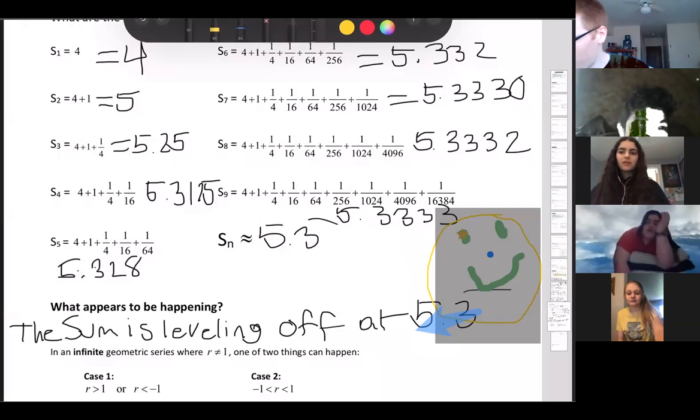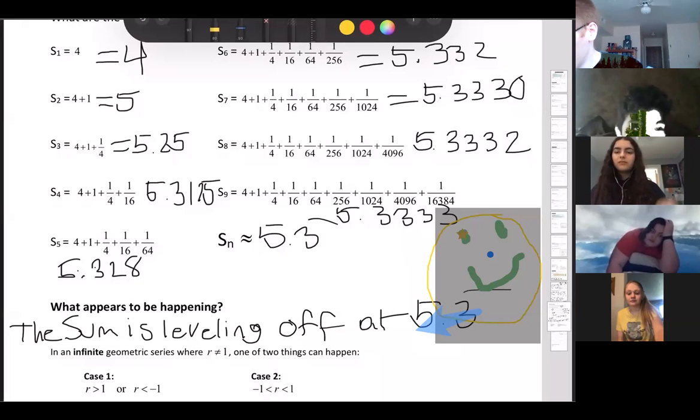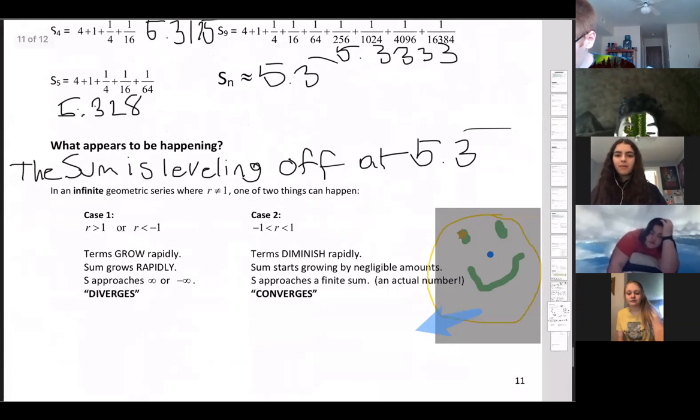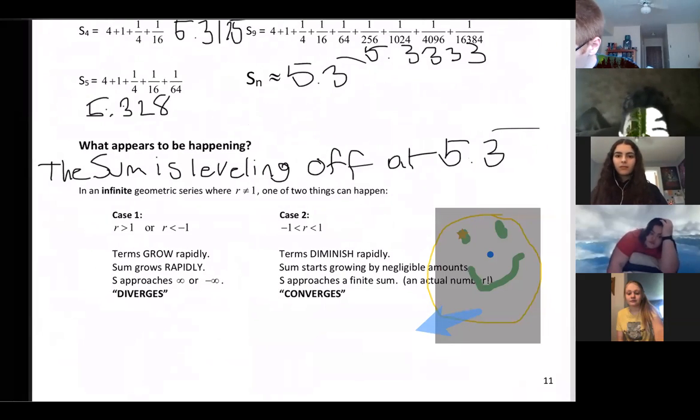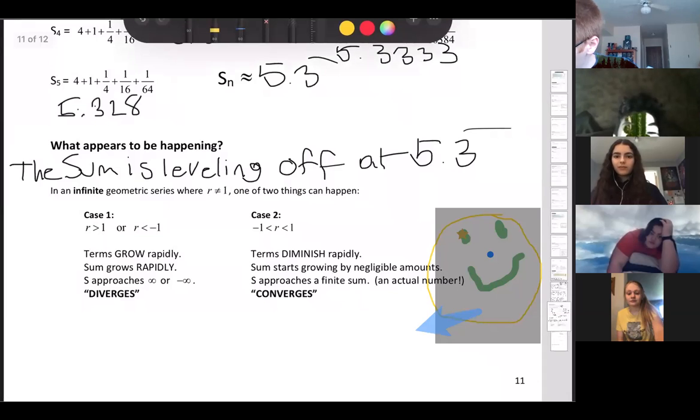For example, if you found S of 50, and if you don't believe me, you're welcome to do it using the formula, you're going to see it's like 5.33333. It's going to be nearly identical to these previous results. It's not really going to change too much. So we say that this is an example of a series that converges. Basically, it gets close to a value.